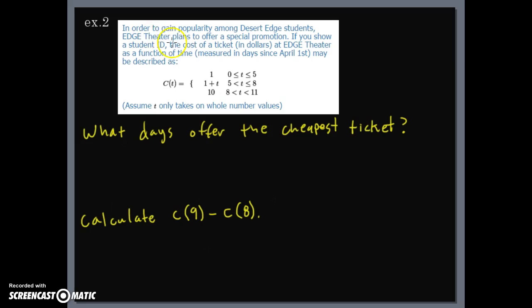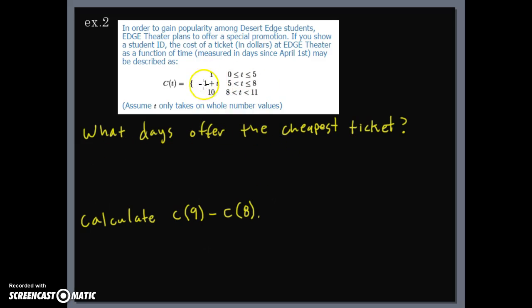I'm going to go ahead and read this. Go ahead and try this on your own if you think you can. In order to gain popularity among Desert Edge students, Edge Theater plans to offer a special promotion. If you show a student ID, the cost of a ticket in dollars at Edge Theater as a function of time measured in days since April 1st may be described as... It gives us the function. So let's go ahead and convert this into words.